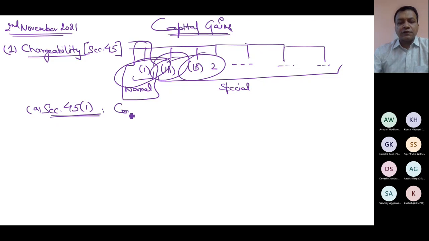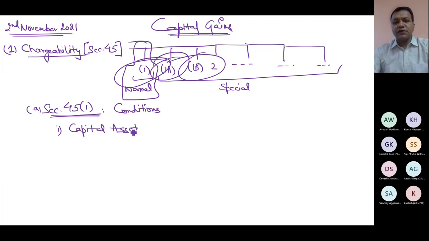What are the conditions of 45.1? First, there is a capital asset. This is one thing. So the next question arises, what do you mean by capital asset? That I will discuss with you after some time. But there is a capital asset which is transferred during the year.